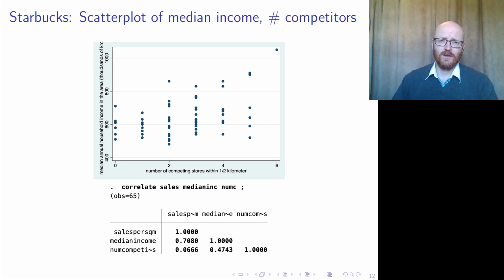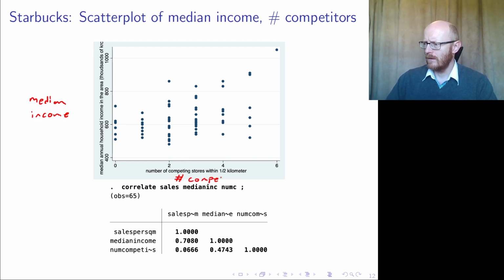So is there something going on between the x variables? Well, if we look at the scatter plot between median income and the number of competitors within half a kilometer, then we see this positive trend, right? The more competitors, the more median income, or the more median income, the more competitors.